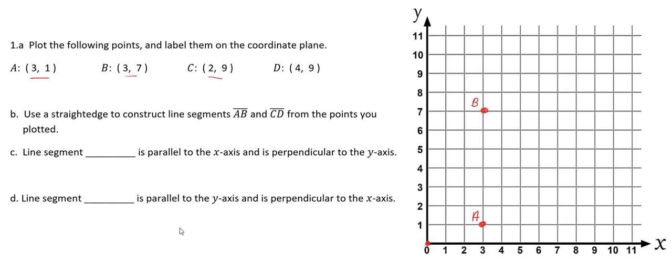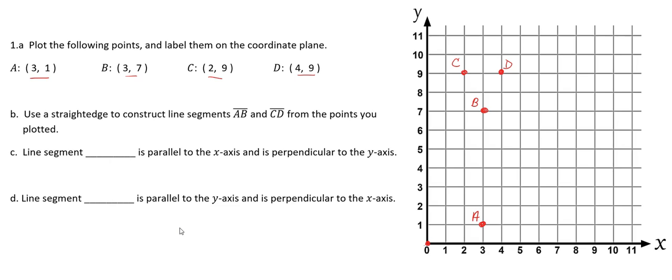Point C is at 2, 9. So start at the origin, move over 2, up 9, and that will be C. And then point D is found at 4, 9. So start at the origin, move over 4, and up 9, and that is point D.